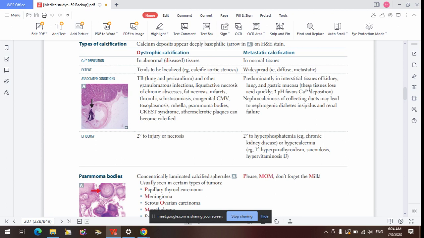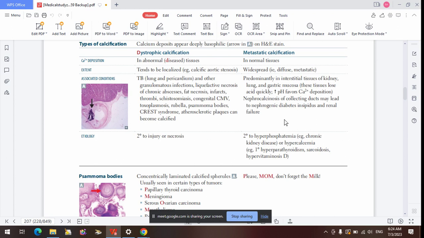So deposit of this calcium within the kidneys particularly can cause nephrocalcinosis. And the typical presentation of someone that has nephrocalcinosis is that, because it typically affects the collecting duct, they present with nephrogenic DI. So they don't respond to ADH because ADH stimulates the collecting duct.